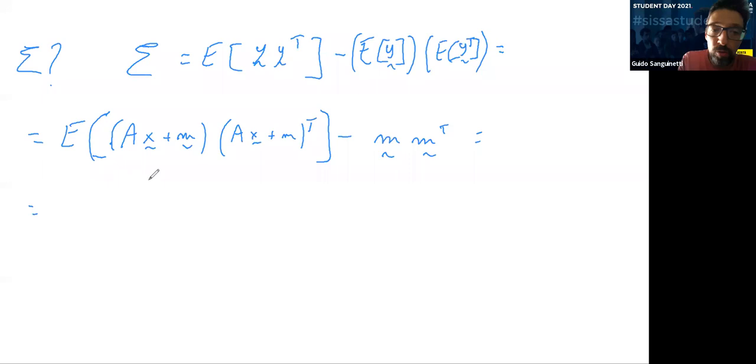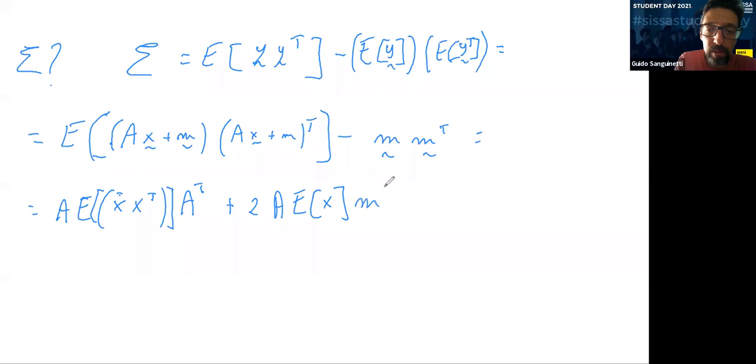Now, using the linearity of the expectation, I get A expectation of x x transpose times A transpose. So I've taken the product of the two terms, the quadratic term in x. Then I get plus twice A expectation of x times m transpose, plus the expectation of m, which is m itself, m m transpose, minus m m transpose. Okay, so these two terms go away.